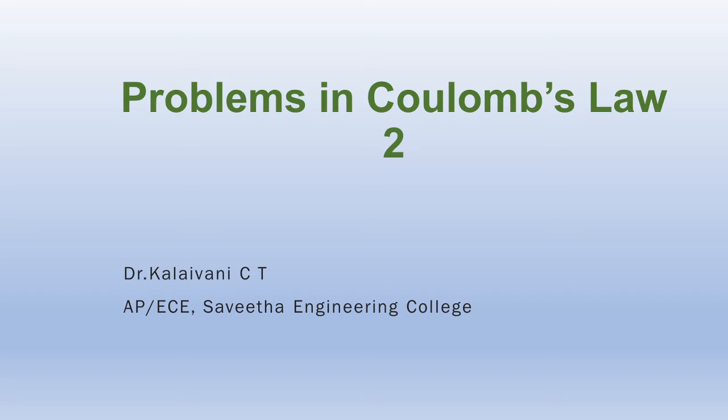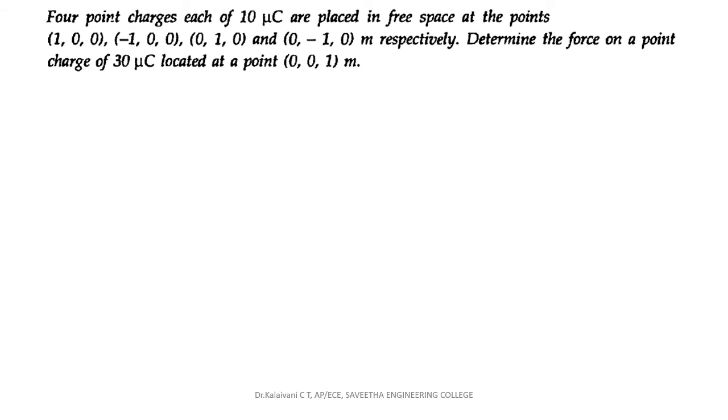So what are the steps in solving a Coulomb's law problem? First, find the distance vector. Second, find the unit vector. Third, substitute in Coulomb's law. In case there are many charges, we have to find the force separately: first F1, next F2, F3, F4, F5, with the similar first three steps. After that, using the superposition theorem, the total force will be equal to the sum of all individual forces.